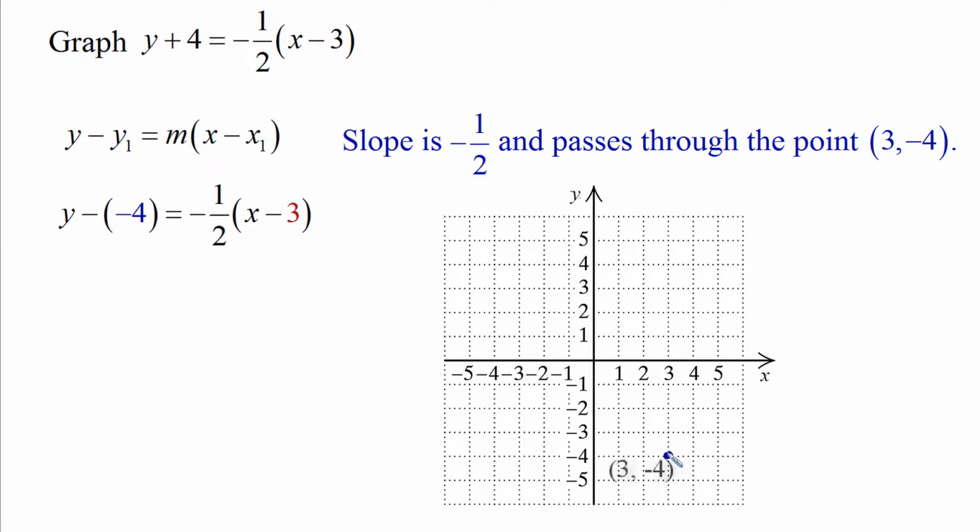So I'll start by graphing the point 3, negative 4. And since we know the slope is negative 1/2, that means I can rise negative 1, or fall 1, and then go to the right 2, to get the point 5, negative 5.